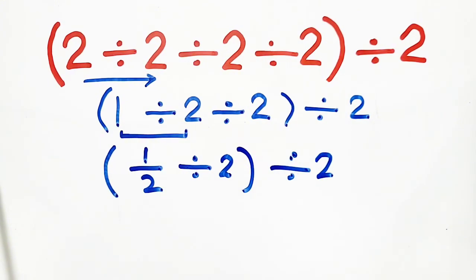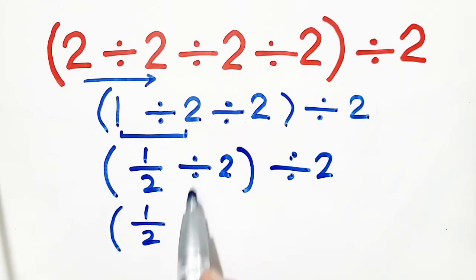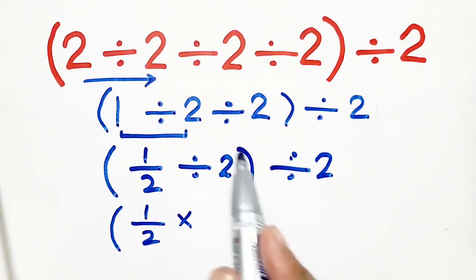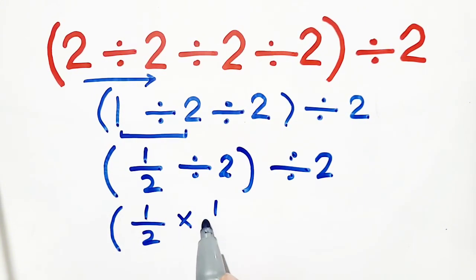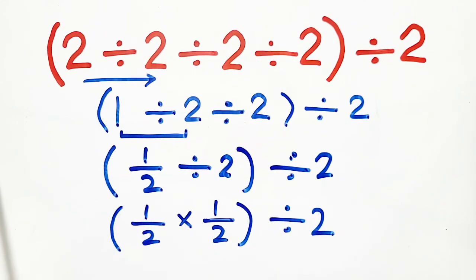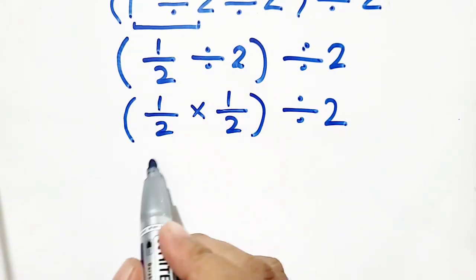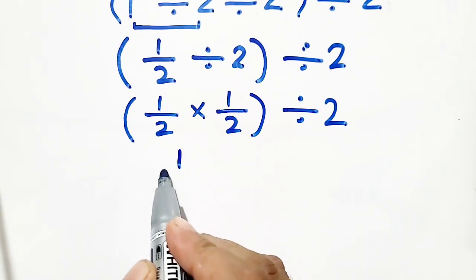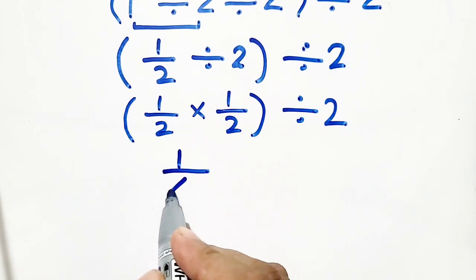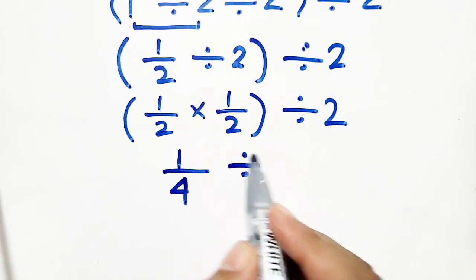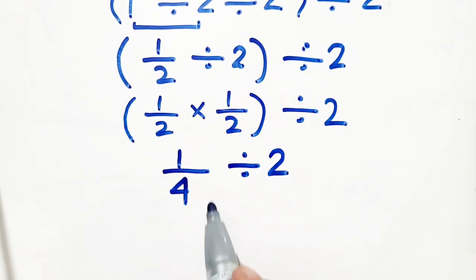divided by 2. Now we have to apply KCF: keep 1 by 2 as it is. Divide is changed into multiplication. 2 is flipped, so it will become 1 by 2 divided by 2. So it is 1 times 1, we will get 1, and 2 times 2, we will get 4, divided by 2. Now again, we have to apply the KCF rule.